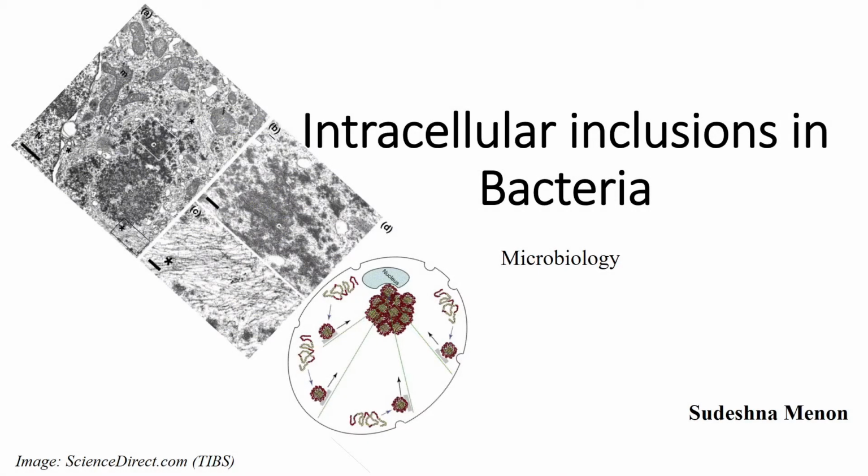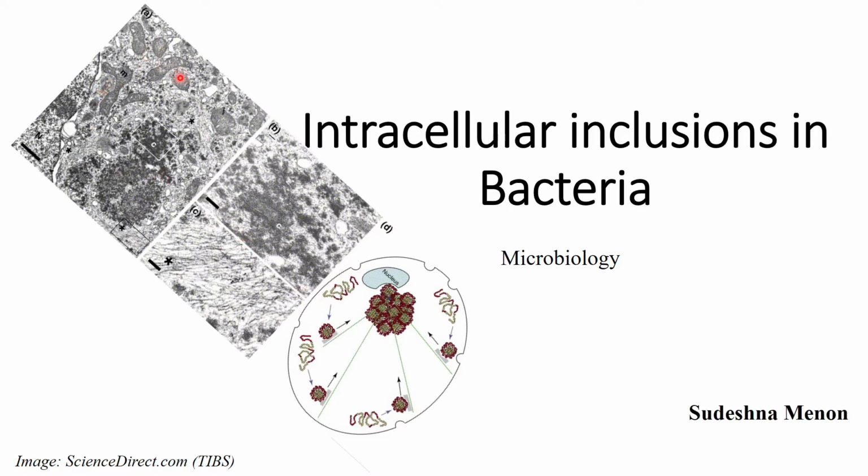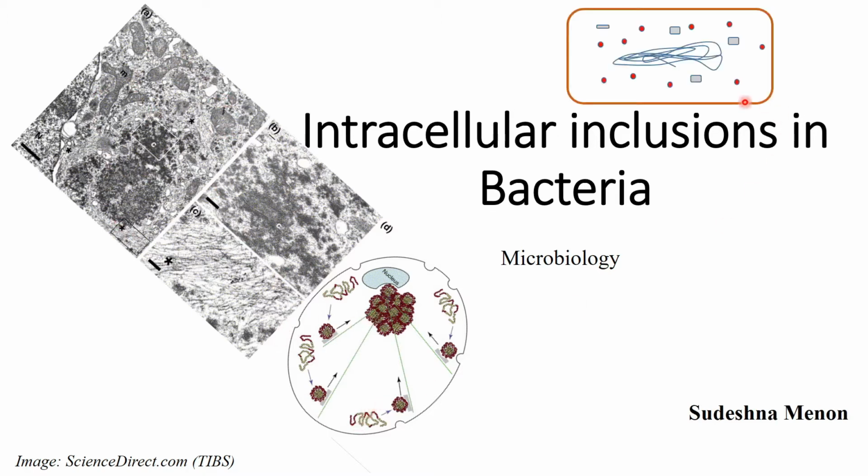Intracellular inclusions in bacteria. As you can see in this picture, almost every bacterium has certain granules present inside the cytoplasm, as one can see over here. So apart from the ribosome particles in a bacterial cell, you have small and big granules, which are also called inclusion bodies in bacteria. And these inclusion bodies are known to help bacteria survive under very difficult conditions.